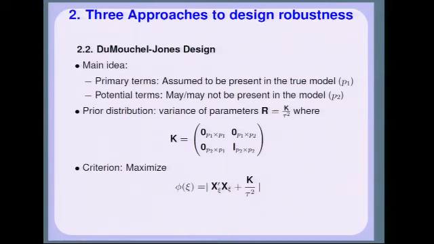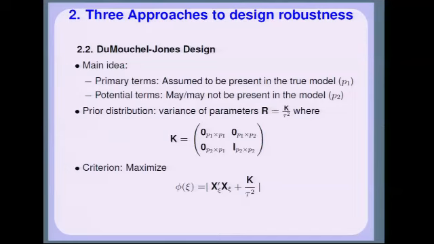So then in another paper by Dumichel and Jones, what they have is a model in which they consider some effects as primary terms, and those effects are assumed to be present in the model, and then they consider the other potential terms, which could be in the model or not. So they came up with a criteria, this criteria here, and then with this matrix. So that's what it is.